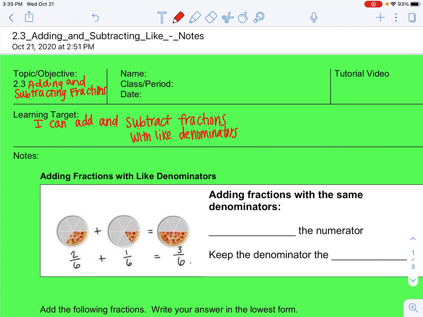Today we are going to work on lesson 2.3, which is all about adding and subtracting fractions. So our learning target is: I can add and subtract fractions with like denominators.